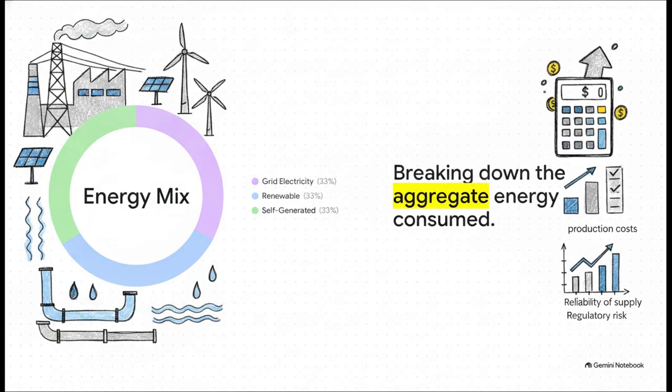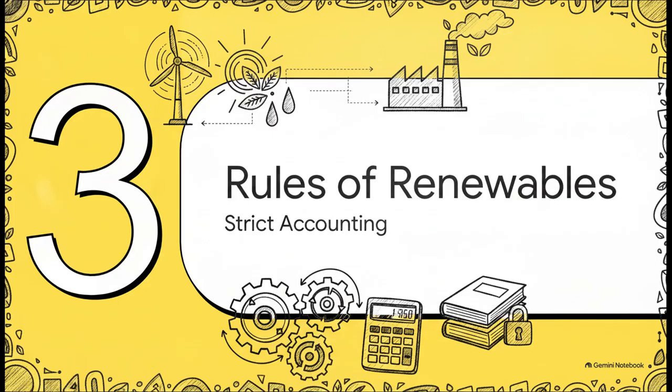Now, slicing up that massive total gigajoule number into grid electricity, self-generated energy, and renewables is absolutely vital. You know as well as I do that energy purchases take a huge bite out of production costs in chemicals. By breaking down that aggregate number, companies can spot immediate trade-offs in their operational costs. They can test the reliability of their supply chains and actually measure the regulatory risks tied directly to their specific energy mix.